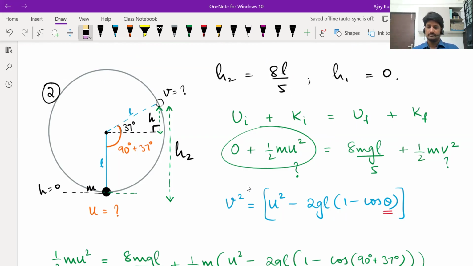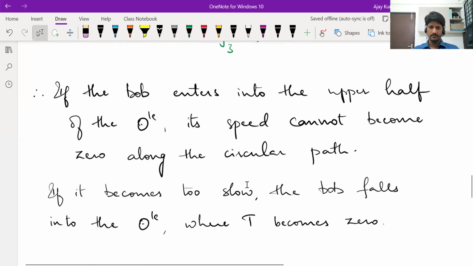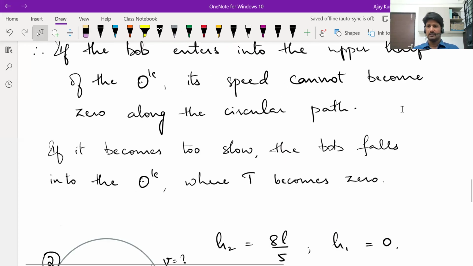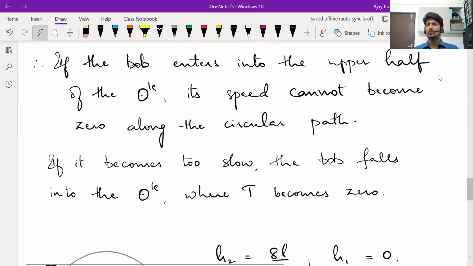So there will be a point where you'll just stop for a very small amount of time and then start coming down again. It won't stop at all. We proved that velocity cannot become 0 in the upper half, no? Oh, yeah, it becomes too slow. And read this statement. Read the statement carefully. And one of you tell me what happens after the bob becomes too slow to continue along the circle.